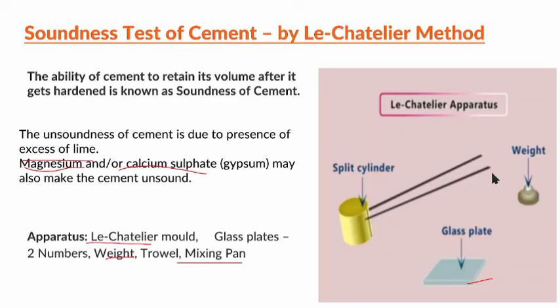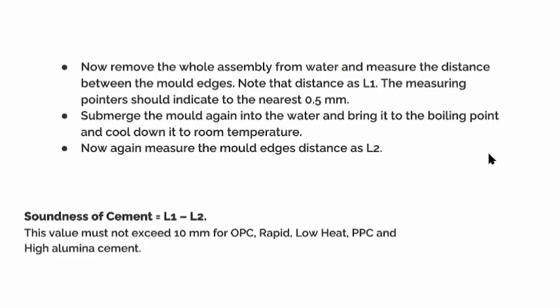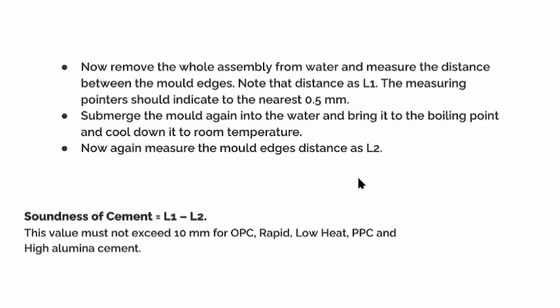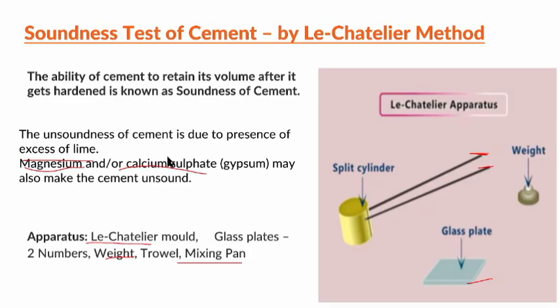That is this difference from this point to this point. This length is measured as L1. After that, this whole mold is placed into the water again and it is heated so that the water reaches up to the temperature of boiling point. After that, it is allowed to cool down and this difference is again measured after boiling.